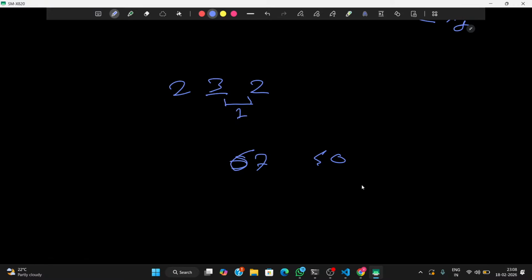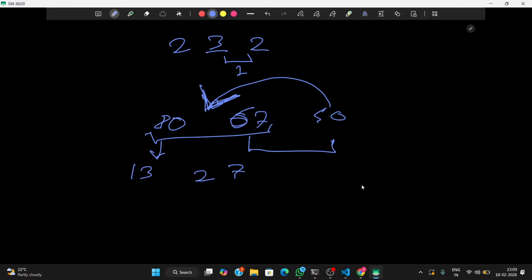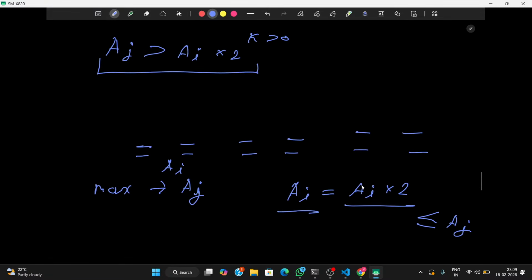To explain it, what's the difference right now? The difference right now is 27, correct? Now what we can do is increase this 40 further, and it will become 80. And now the difference between these two elements will be 13. So we can just keep the max there itself and increase its previous elements by 2, so that the maximum element minus minimum element will change.